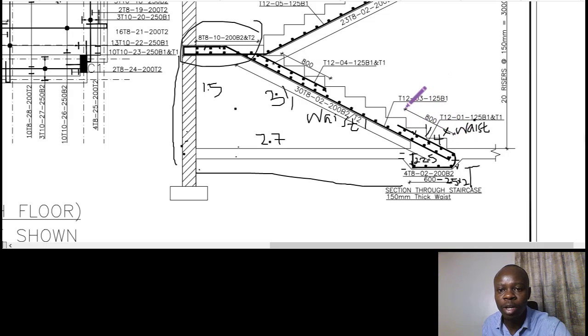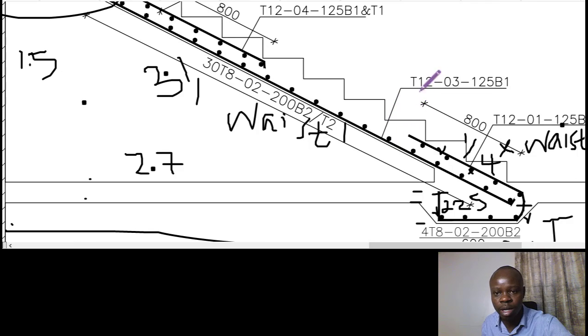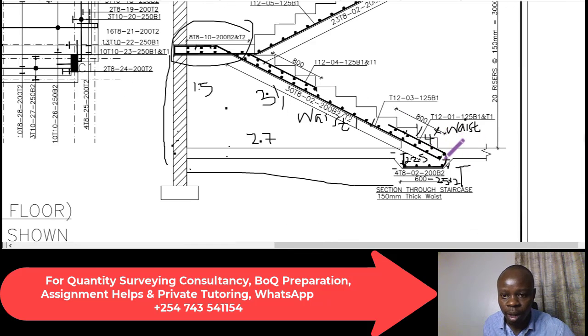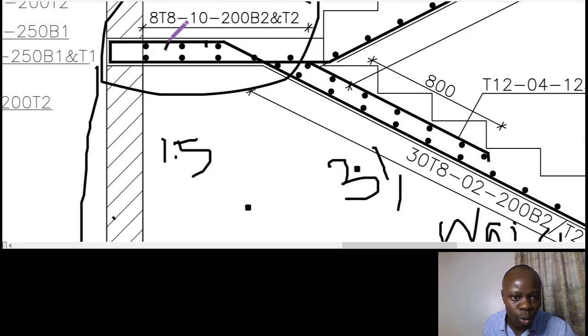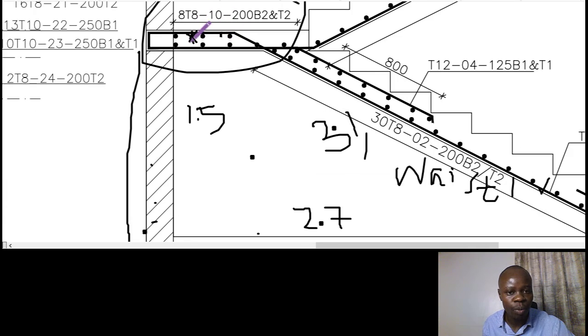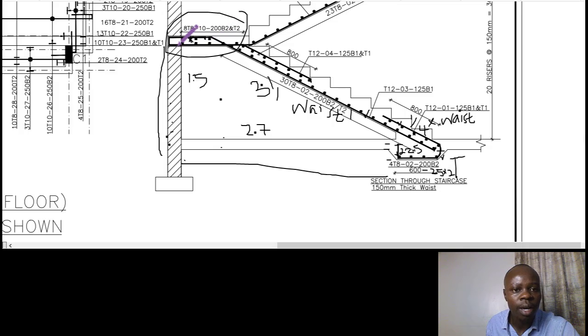Bar mark number 3 is T12 03 125 bottom 1. It's only laid at the bottom 1, and if I zoom in properly, you can see the reference of the bar is this. So you need to check the extent to which that bar is moving. That bar starts from the thicknessing, going all the way up to this point. It's going to take all the length of the waist. The waist is 3.1. Then it's ending halfway.